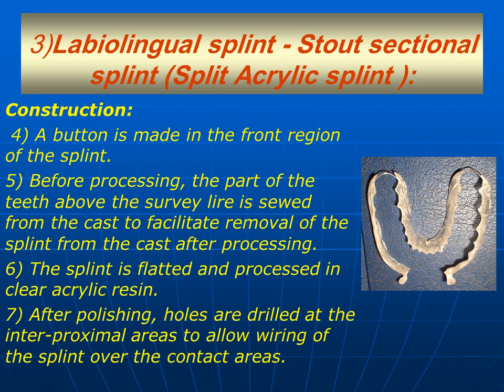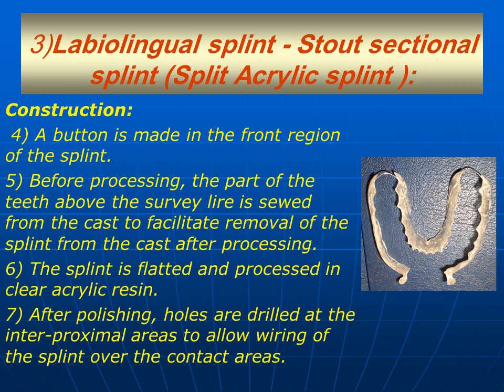After waxing up of the stent, we will make a button in wax, or a mushroom shaped part, in the midline on the labial side, placed in the front region of the splint. Before processing, the part of the teeth above the survey line is usually scraped. That's to say, we remove it completely from the cast to facilitate removal of the splint from the cast after processing.